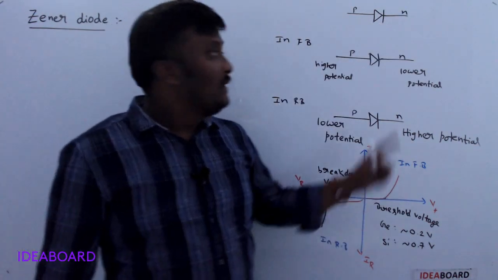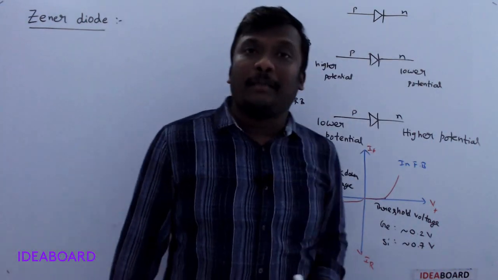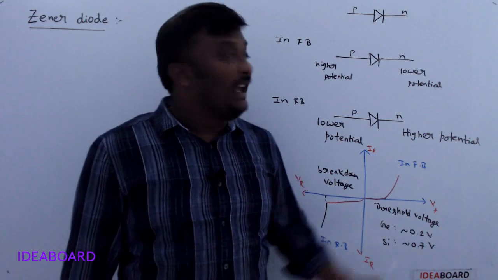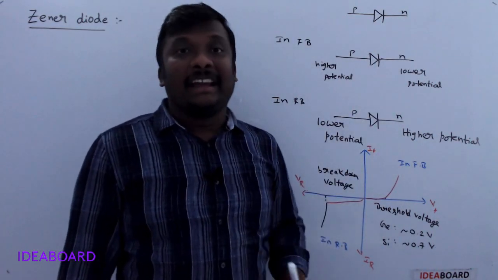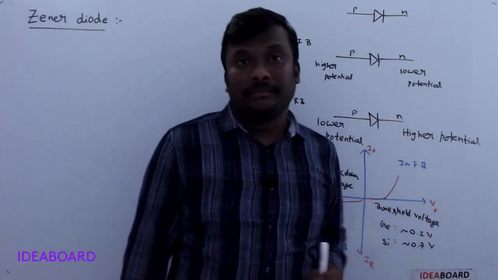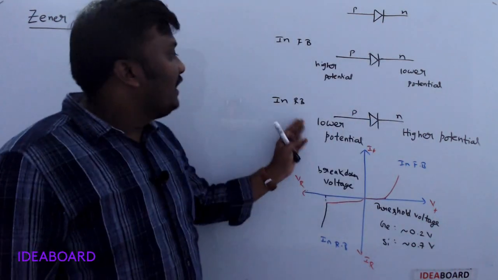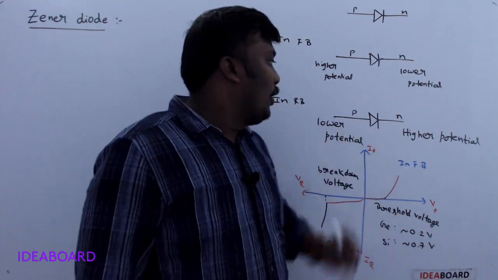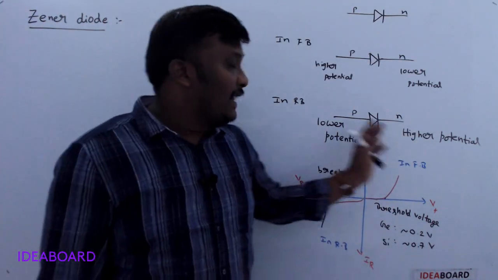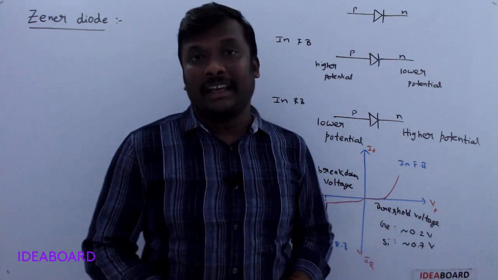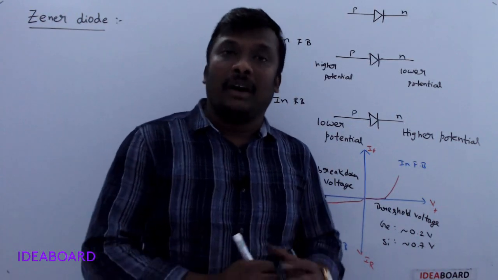In forward bias, the P side is always maintained at higher potential and the N side at lower potential. Then the diode offers less resistance and current passes through it. The diode allows current through it. Now, in reverse bias, the P side is maintained at lower potential and the N side at higher potential, and it offers more resistance to the current.